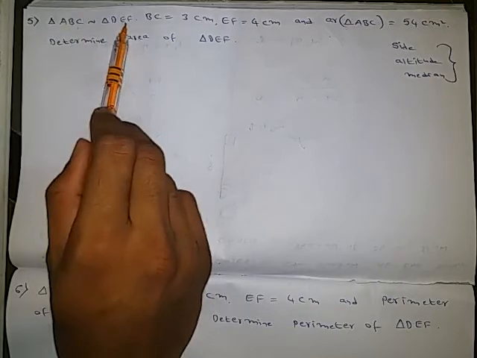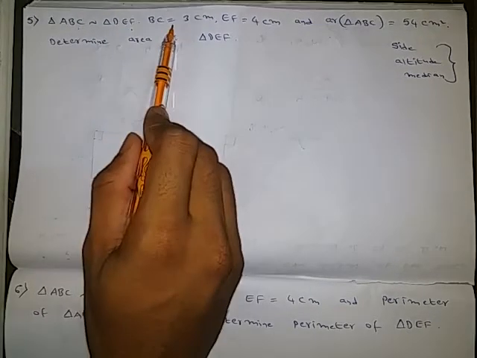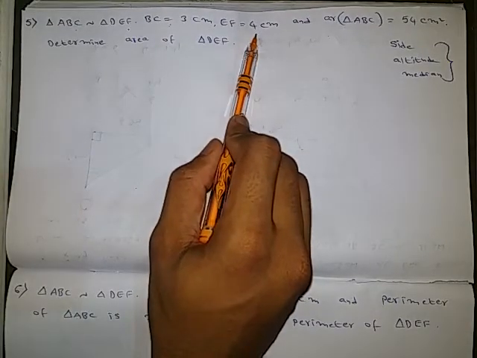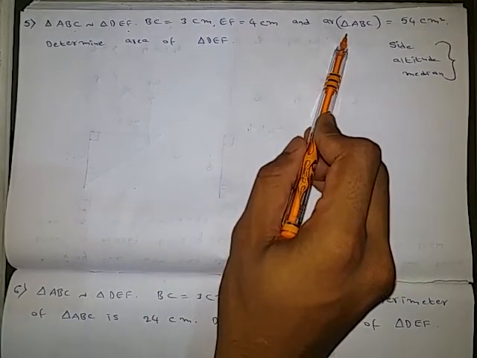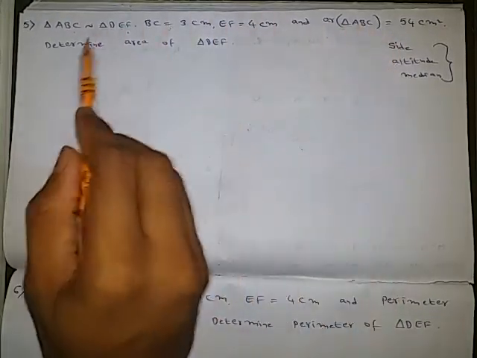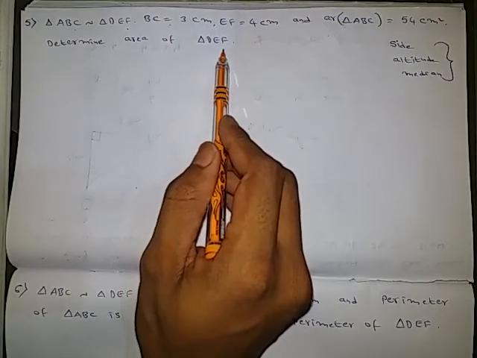Triangle ABC is similar to DEF. Both the triangles are similar. BC is equal to 3 centimeters and EF is equal to 4 centimeters. And the area of triangle ABC is 54 centimeter square. Then find the area of triangle DEF. So let us check it out now.